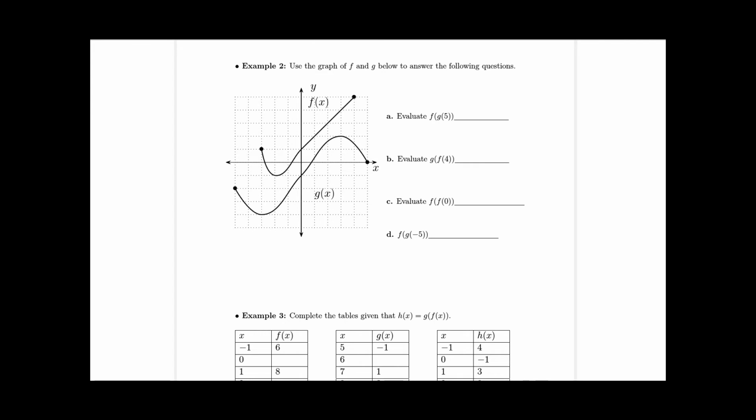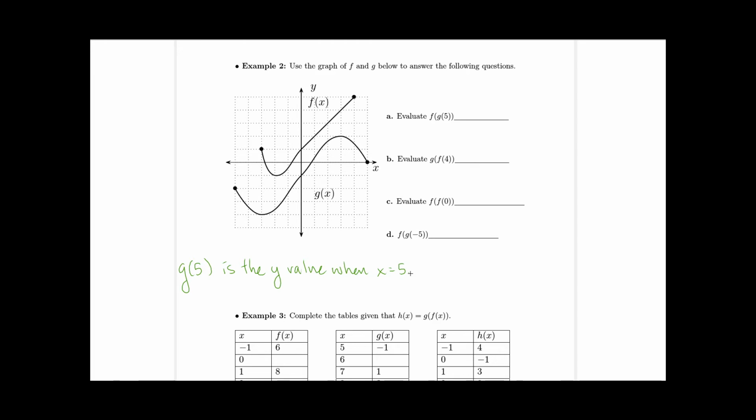All right, so now let's take a look at example 2, where we're going to do some similar stuff, but with the graph. The key with these graphs is to remember, when I see something like g of 5, let me write this down here, g of 5, what does that mean? G of 5 is the y value when x equals 5.